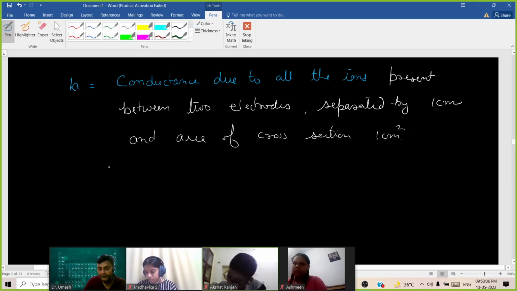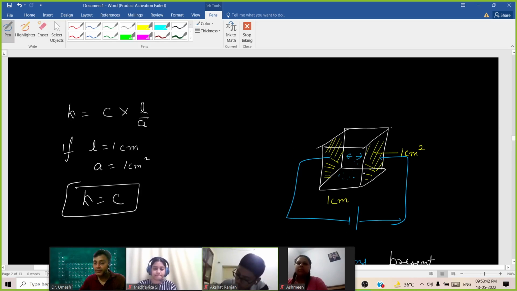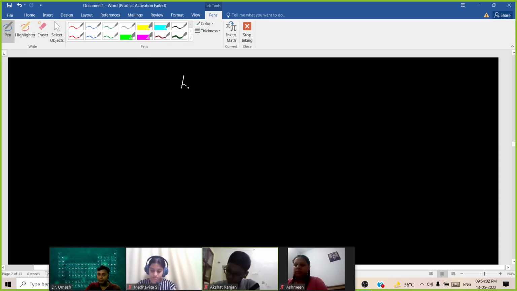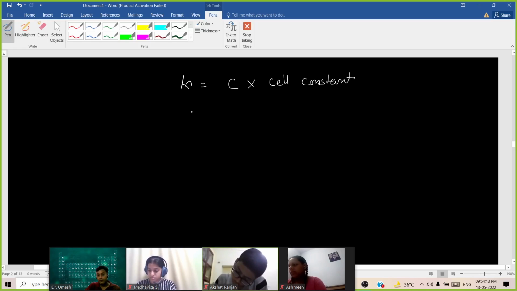Right? Getting me? Yes. So in this diagram, I can say all the ions are there which have been placed between two electrodes separated by 1 centimeter and area of cross section 1 square centimeter. What conductance will be observed? That is called the specific conductance. So kappa is equal to conductance into cell constant. Kappa is equal to 1 upon R into L upon A.